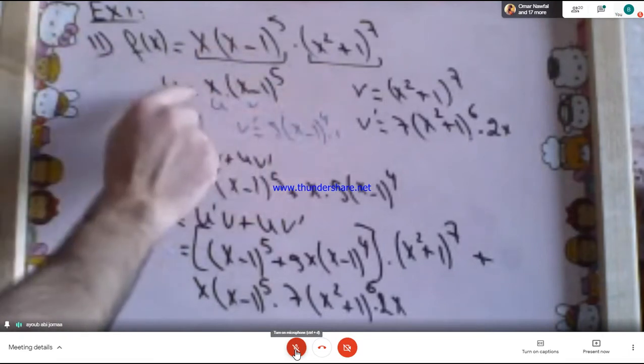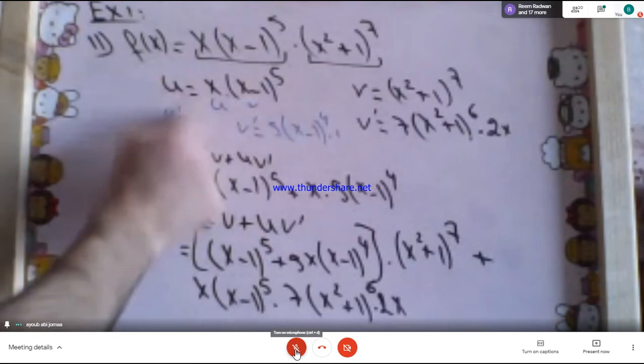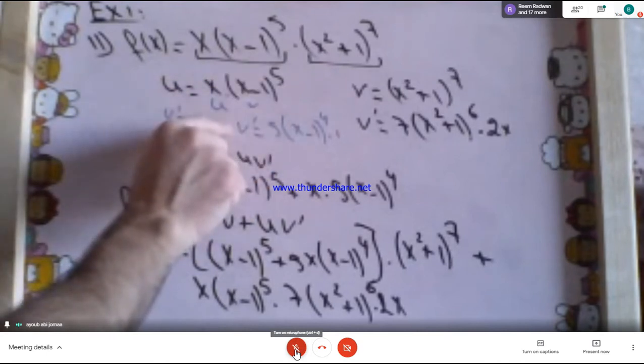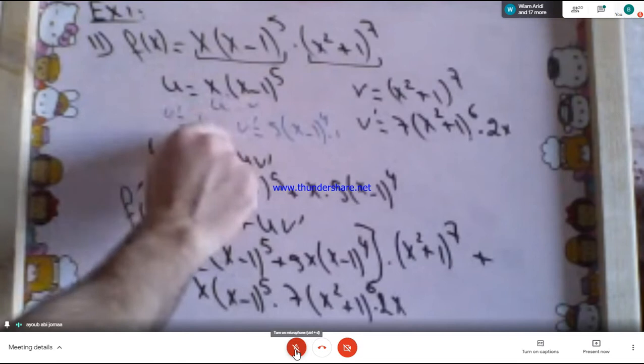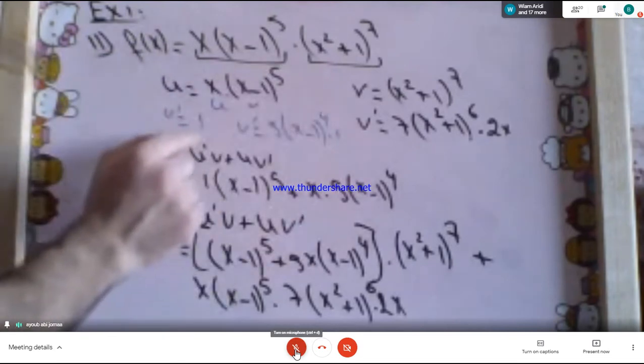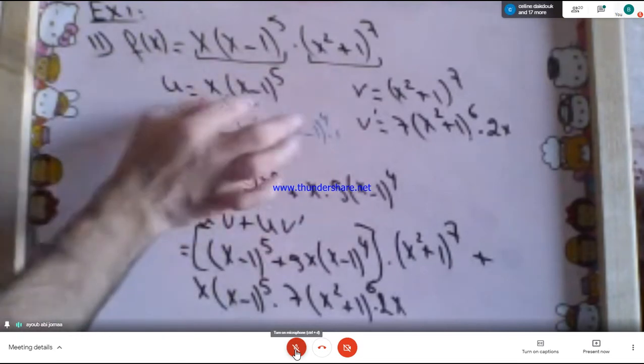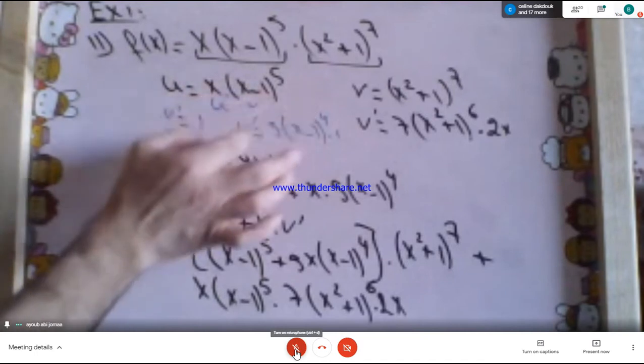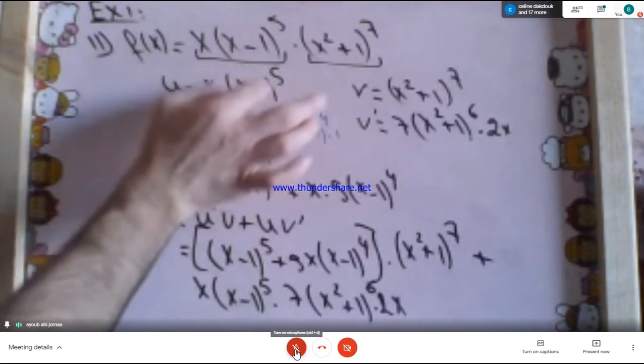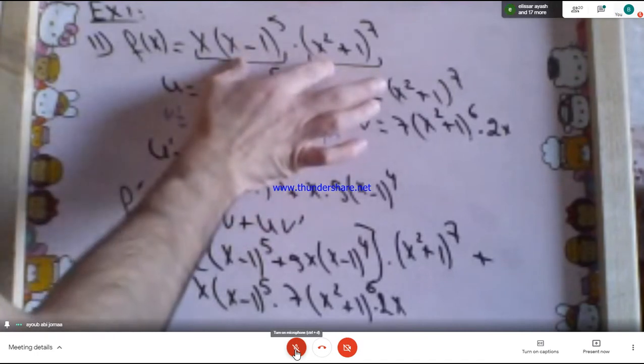So again, to find the derivative of this function u, I have to apply the product rule. U times v, it's u prime v plus u v prime. But here, the u and v for this function are different from the u and v in the rule.